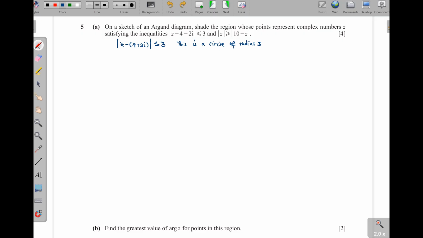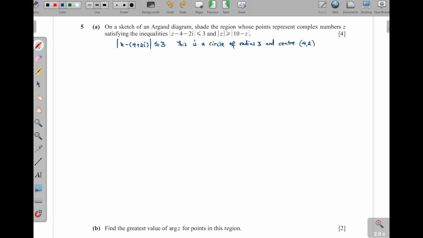This one is radius 3 and center. The center is 4, 2. It's 4, 2, or you can say 4 plus 2i. Now, if we know that this is a complex number, when it's a complex number, you're getting a complex number.